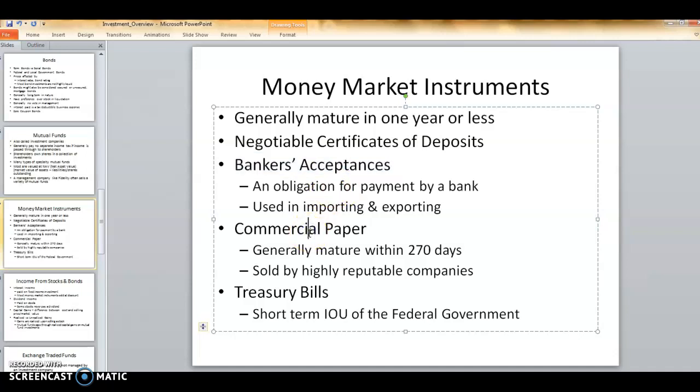Commercial paper. Commercial paper is a short-term IOU, basically 9 months or less. And it's sold by a highly reputable company. So if a highly reputable company like General Electric needs money for short-term purposes, it might go out and borrow that money directly from investors instead of going to a bank, right? Treasury bills are short-term IOUs of the federal government.